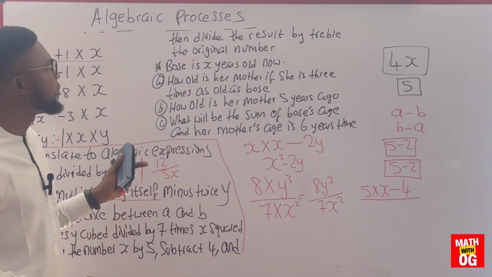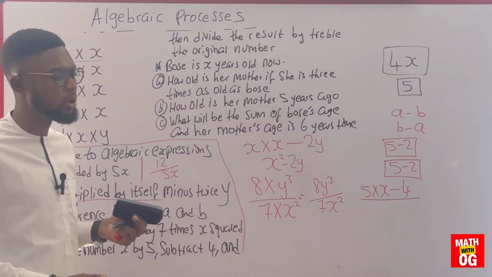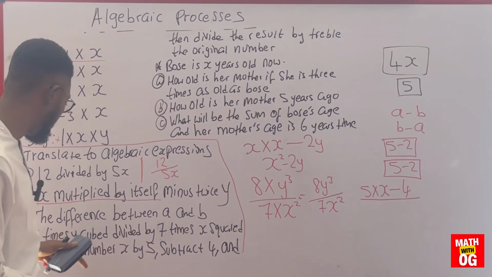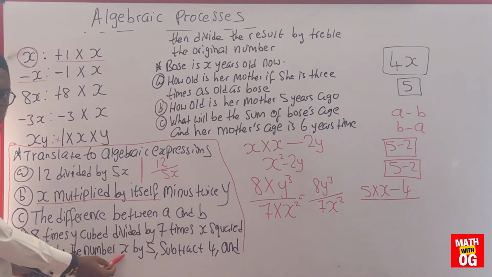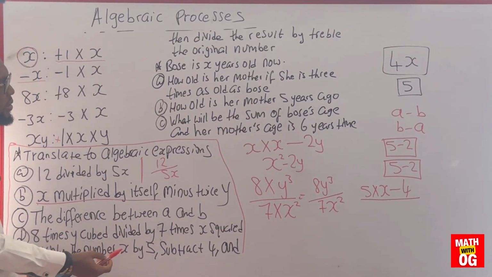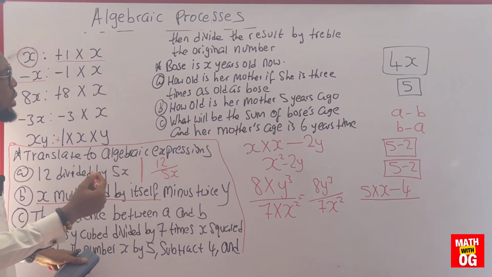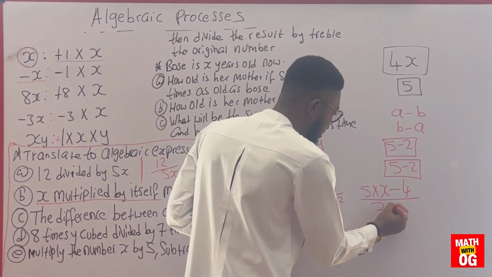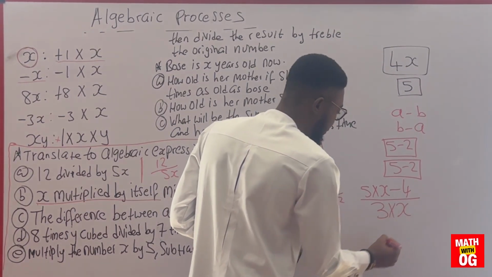Now we are told to divide the result by treble the original number. So the original number is x. So we have to divide the result by treble the original number. Treble simply means 3 multiplied by the original number.